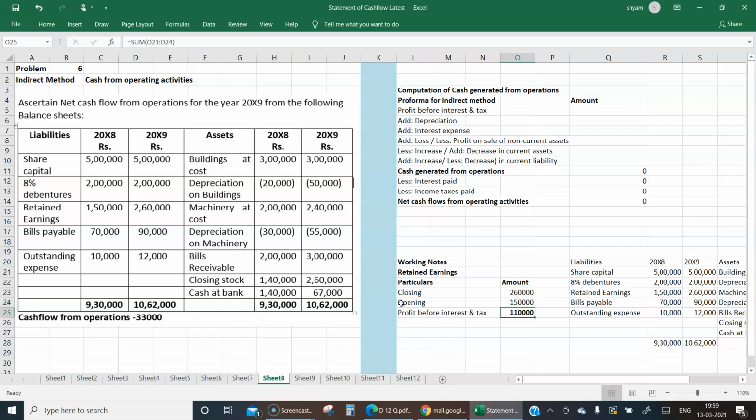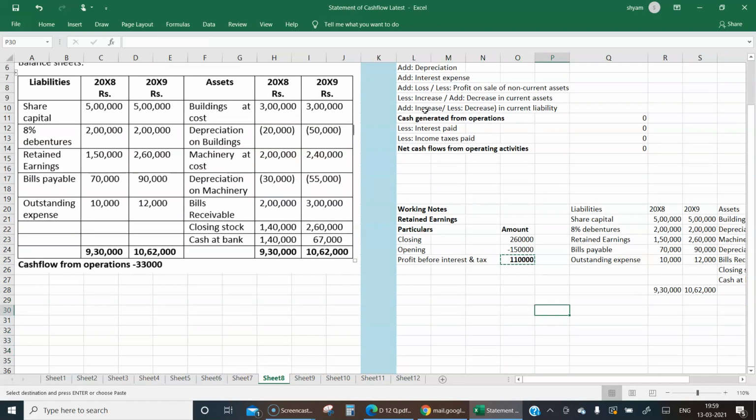It means the in-between number is what the company has earned as profit before interest and tax. Okay, so we can't say that as profit before interest and tax. We could actually tell it as profit after interest and tax. Okay, that's what we could tell.